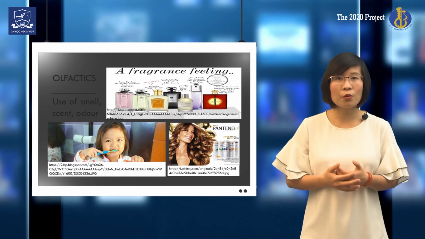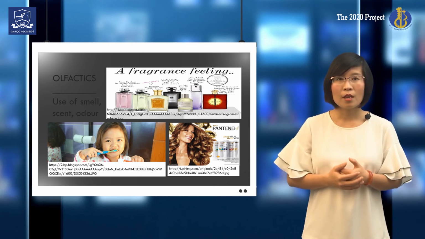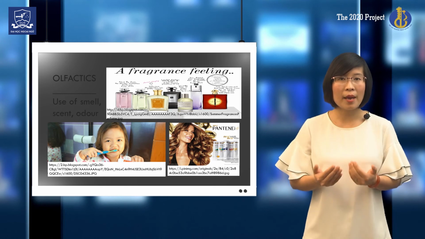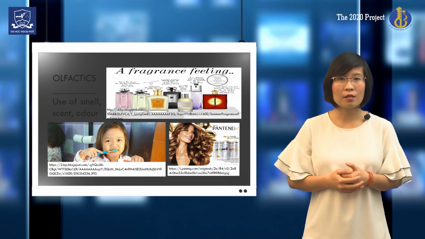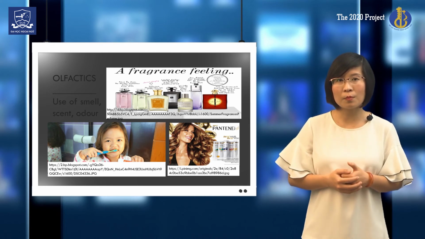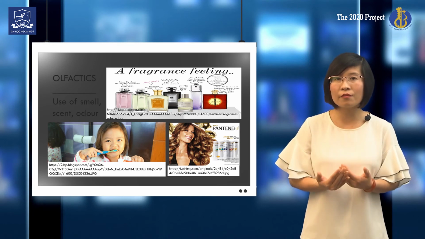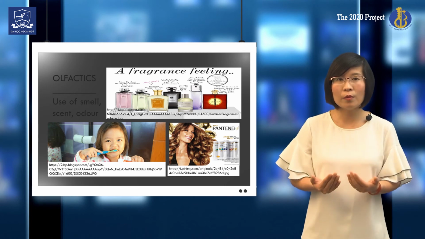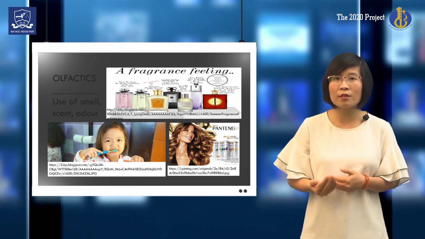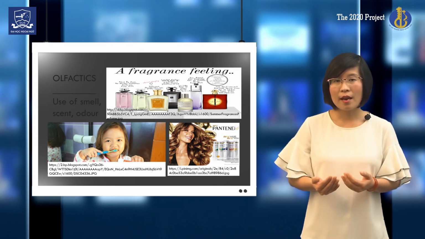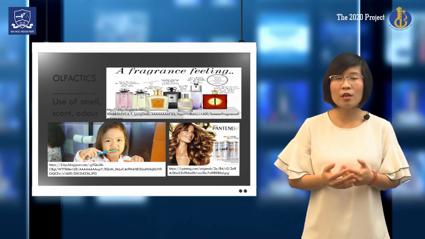Olfactics refers to human perception and use of smell, scent, and odor. We spend a lot of time and money making sure we are clean. We choose fragrances for different occasions. For example, the fragrances of jasmine, lavender, and roses tend to communicate a soothing and pleasant feeling to people. The perfume industry therefore makes billions of dollars every year on selling products of these scents. Nevertheless, people's smell preferences are not universal but vary across cultures.